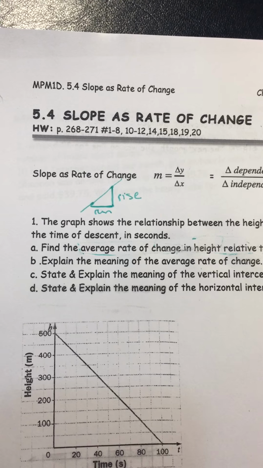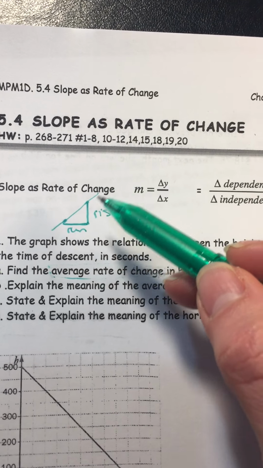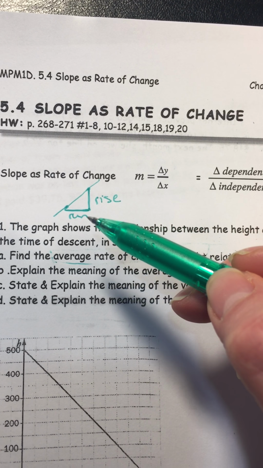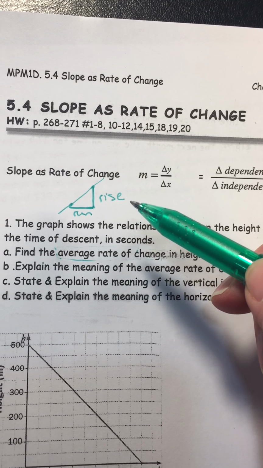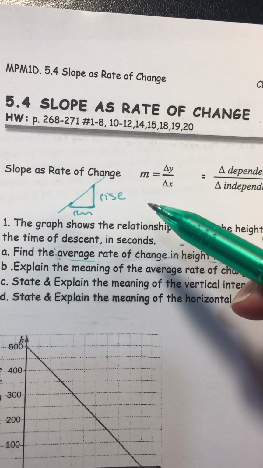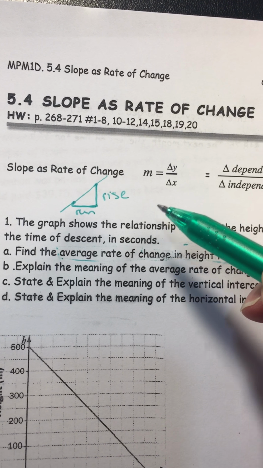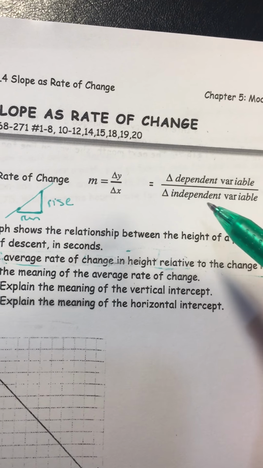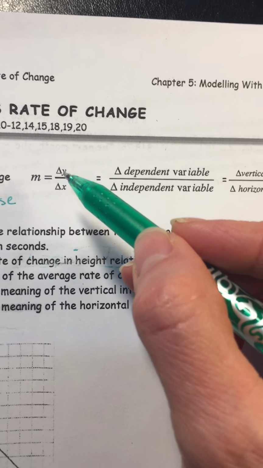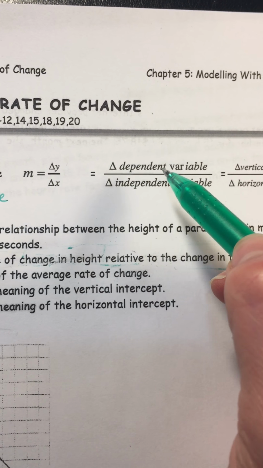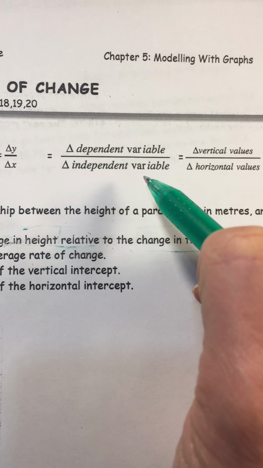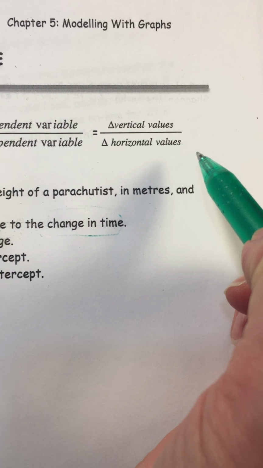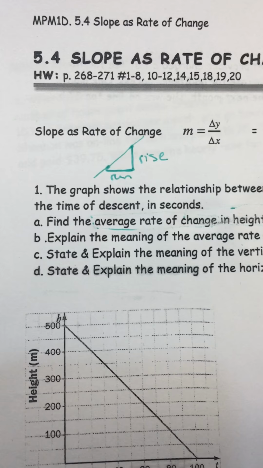So last day we learned about slope, and you had graphs and you could count rise and run and calculate the slope as rise over run, or you could be given two points, their coordinates, and you could calculate y2 minus y1 over x2 minus x1 and come up with the slope of the line. Slope is equal to the change in the y's over the change in the x's, change in dependent variable over change in the independent variable, change in the vertical values over change in the horizontal values. All of those mean the same thing.